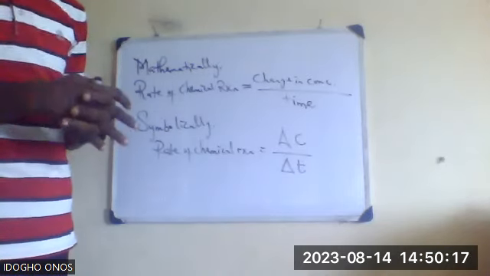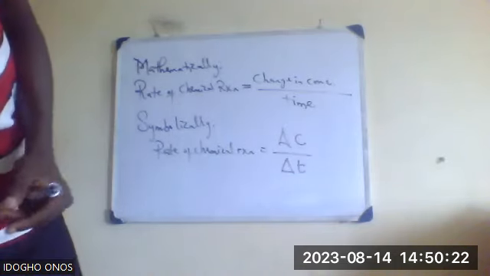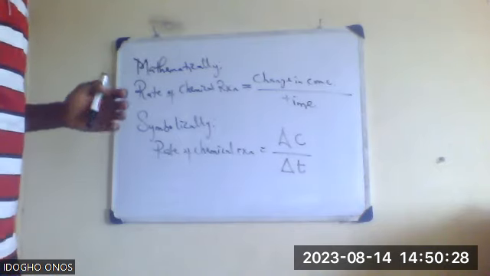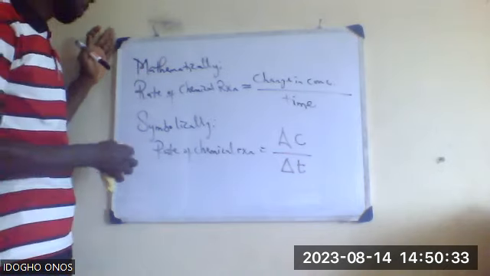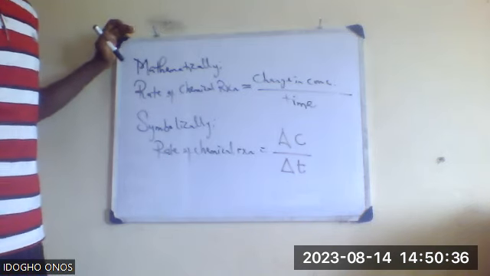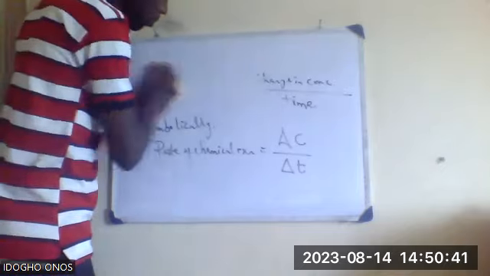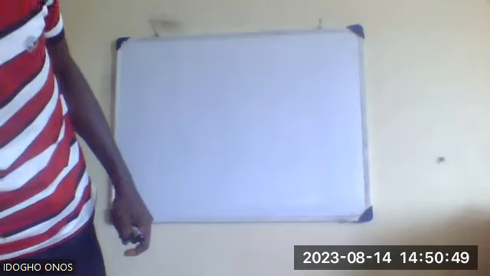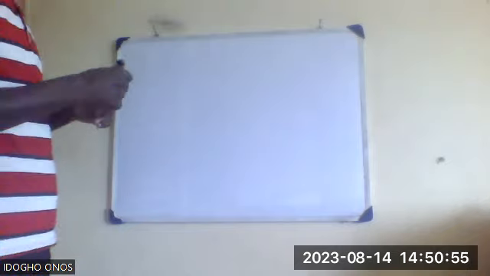So the next thing we'll look at now is chemical reactions on the basis of rate of reaction. It's a subheading. Chemical reactions on the basis of rate of reaction. So on the basis of rate of reaction, there are basically three types of chemical reactions.